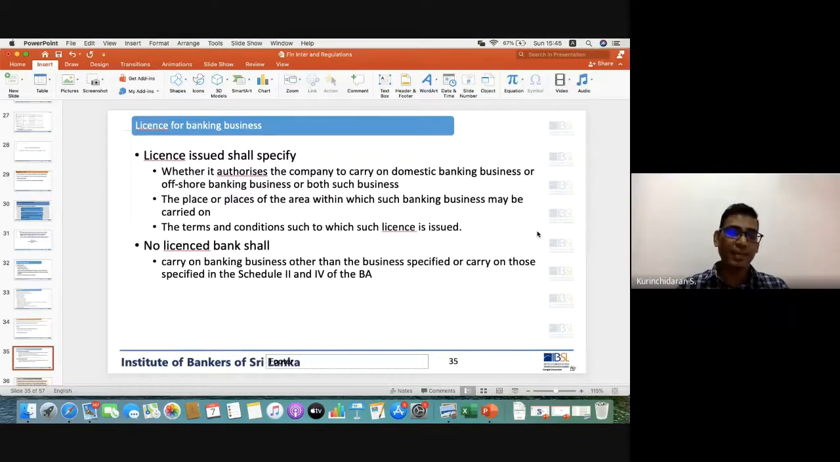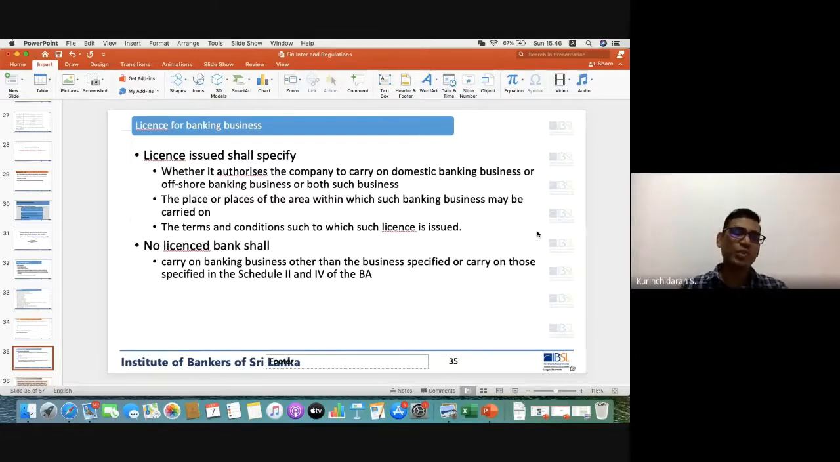As I said, there may be several conditions listed under the license, so they have to comply with those terms and conditions, right? So no licensed bank shall carry on businesses other than the business specified or those specified in Schedule 2 and 4 of the Banking Act. The Banking Act clearly says under Schedule 2 and 4 what businesses a bank can perform, right? So no licensed bank can do business other than that specified in Schedule 2 and 4 of the Banking Act, right?